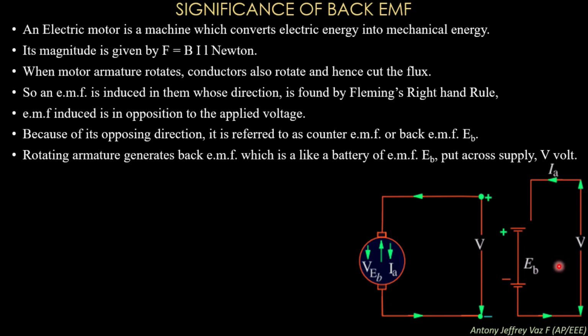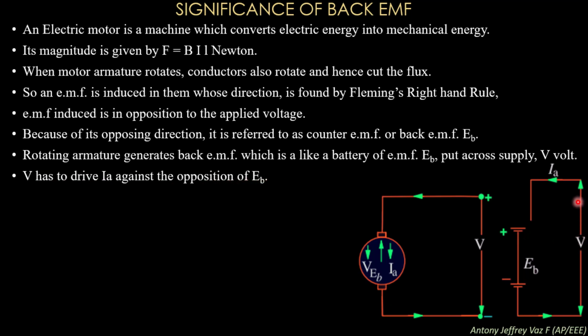Here you can see this figure. This is the voltage you applied for the motor, and this is the armature of the motor, which is represented as a battery, and this battery is the back EMF EB. This back EMF opposes the supply voltage V. So the supply voltage V has to drive the current IA against the opposition of EB.